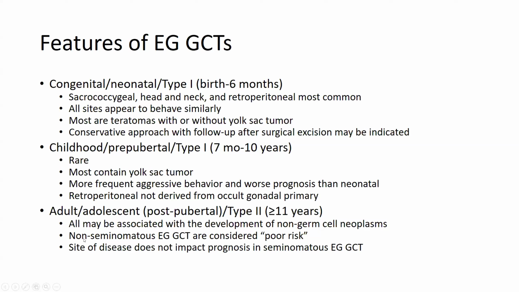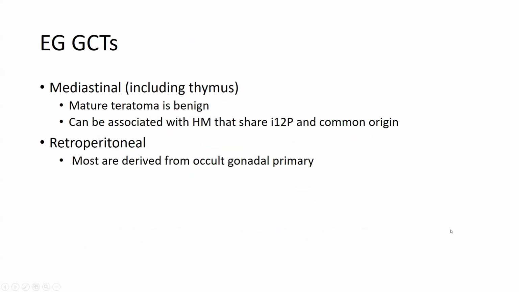You can develop squamous cell carcinoma, rhabdomyosarcoma, carcinomas and sarcomas being the most common somatic malignant transformation. And then of course, non-seminomatous extragonadal germ cell tumors in this group are considered poor risk, and the site of disease really doesn't impact the prognosis in these non-seminomatous extragonadal germ cell tumors.